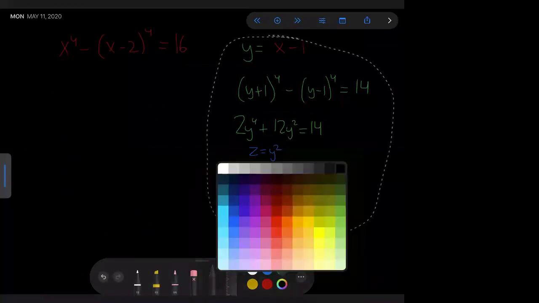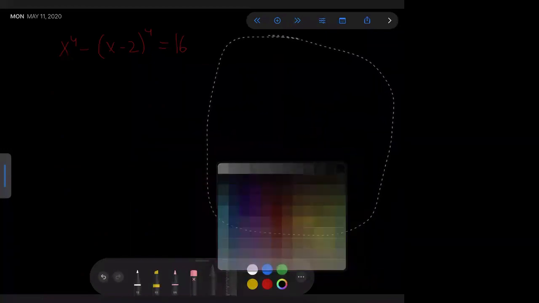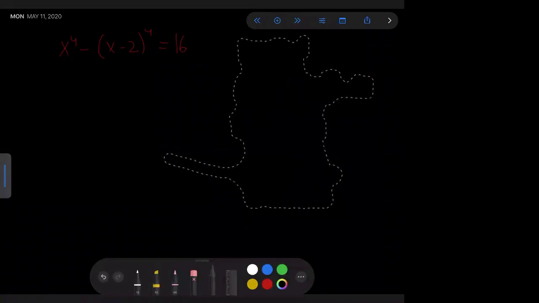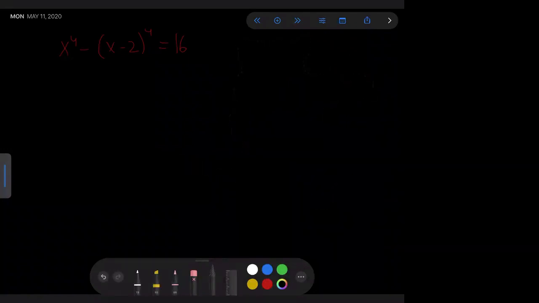So now we have a more challenging one. We have x to the fourth minus x minus 2 to the fourth is equal to 16. How would you go about solving this? Well, again, it's a quartic, right? You have an x to the fourth, and we only know how to solve quadratics.